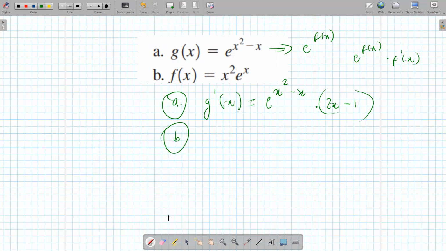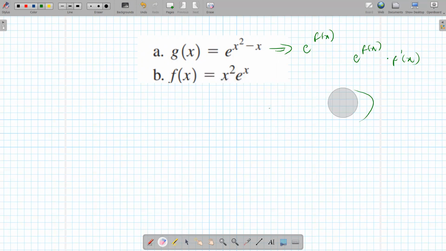Let's look at b. For b, you're gonna have to use product rule. Product rule says this. You have one function multiplying by another function g, f times g. The derivative would be f prime g plus f g prime. Let's look at it in this context. First, you get f prime. If f is x squared, what's f prime? 2x.